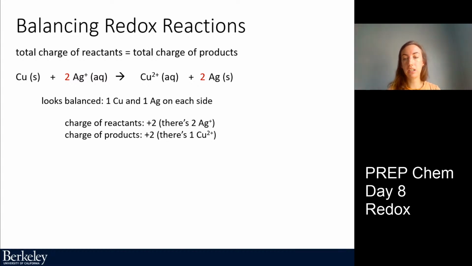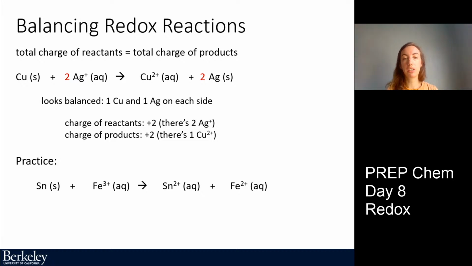So just as one more example, I'll give you just really quick, just a couple minutes to talk about this in your groups. How would you balance this reaction? So it's already balanced with what elements are on each side, but how would you balance the charge? We'll come back together in just a couple minutes.